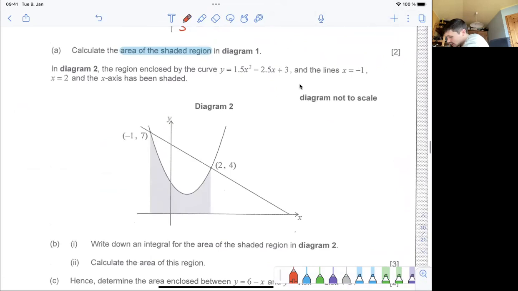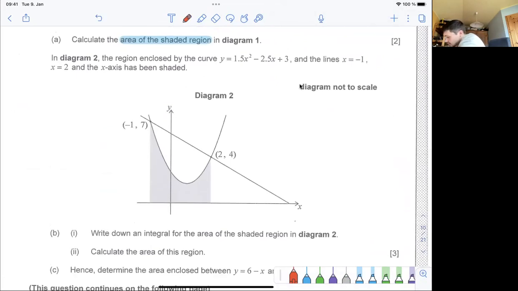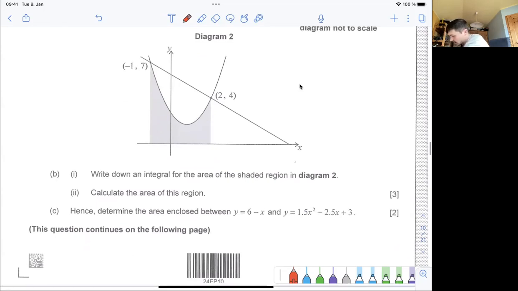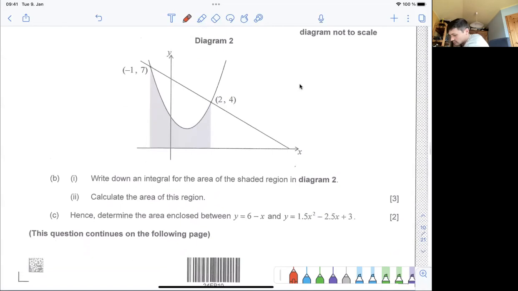What have we got? In diagram 2, the region enclosed by the curve y equals 1.5x squared minus 2.5x plus 3, and the lines x equals -1 and x equals 2, and the x-axis has been shaded. Part B1, write down an integral for the area of the shaded region in diagram 2. So that's the area between the x-axis and our curve 1.5x squared minus 2.5x plus 3, and then between these lines here, x equals -1 and x equals 2.